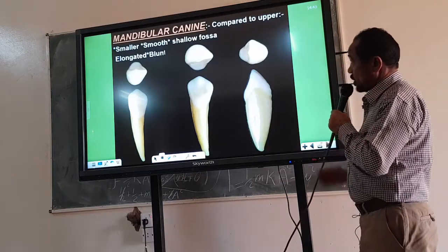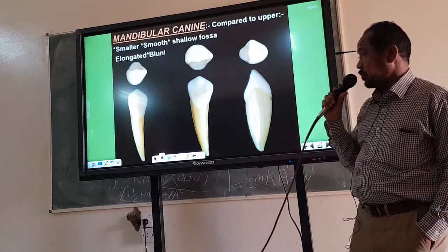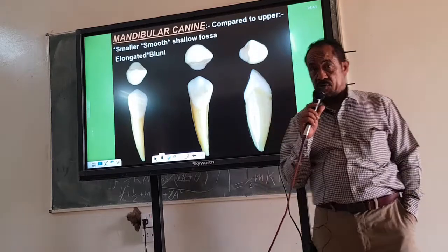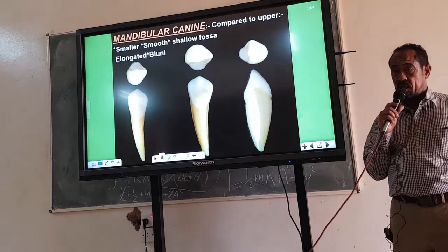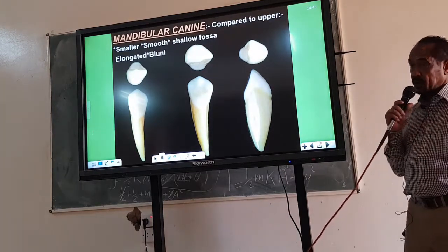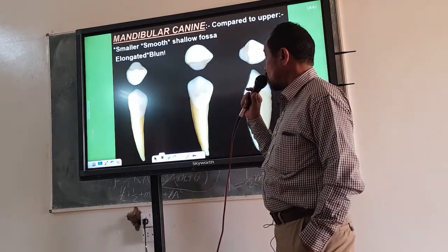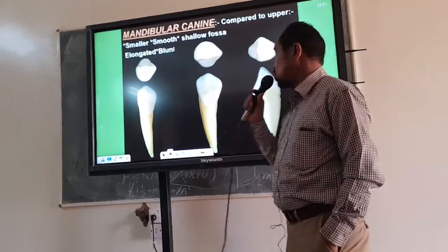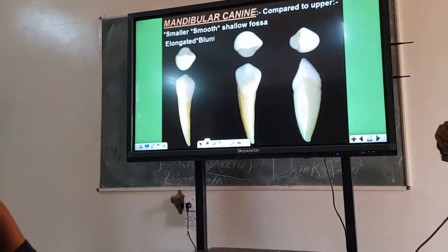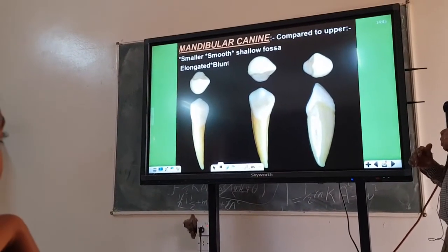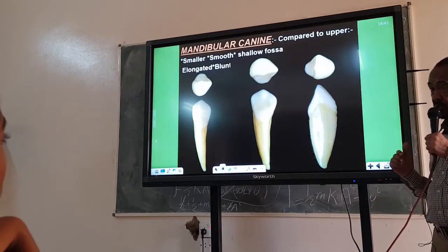Okay, we come to the mandibular canine. The mandibular canine compared to the maxillary is smooth. When we describe any of its surfaces we don't need to mention the projections, any protrusions or depressions. I will show you this later. The fossa is shallow. The tooth cusp is blunt. Blunt is not sharp as the maxillary, and it is short. It looks elongated because it is narrow mesiodistally compared to the maxillary.